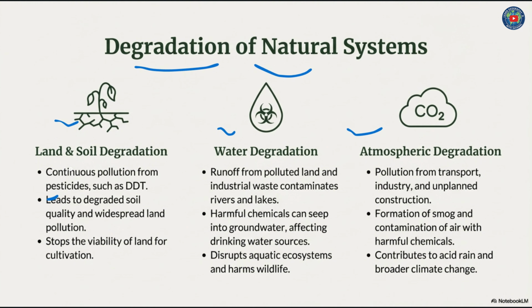Water degradation: runoff from polluted land and industrial waste contaminates rivers and lakes. Harmful chemicals can seep into groundwater, affecting drinking water sources, disrupting aquatic systems, and harming wildlife. Atmospheric degradation: pollution from transport, industry, and unplanned construction, formation of smoke and contamination of air with harmful chemicals, contributes to acid rain and broader climate change.